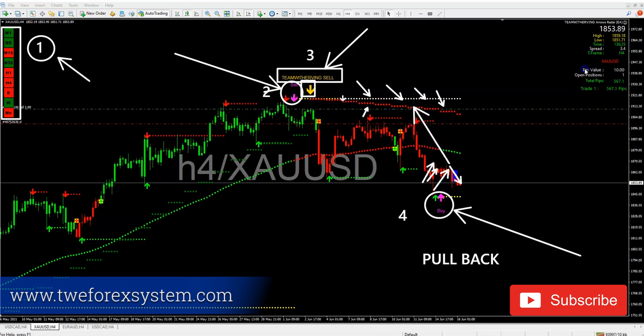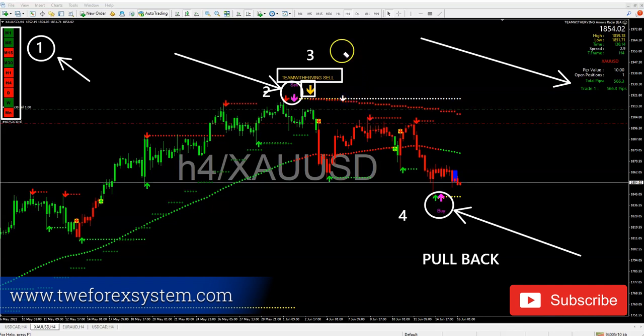If you pay attention right now, we have one trade active. Let me delete all these drawings so I will not confuse you. I want to make everything nice and clean. Let me delete the arrows. Boom, boom. Let's leave the last pullback arrow. So right now we have 560 blue pips on the market. So we already have an active trade here, guys.